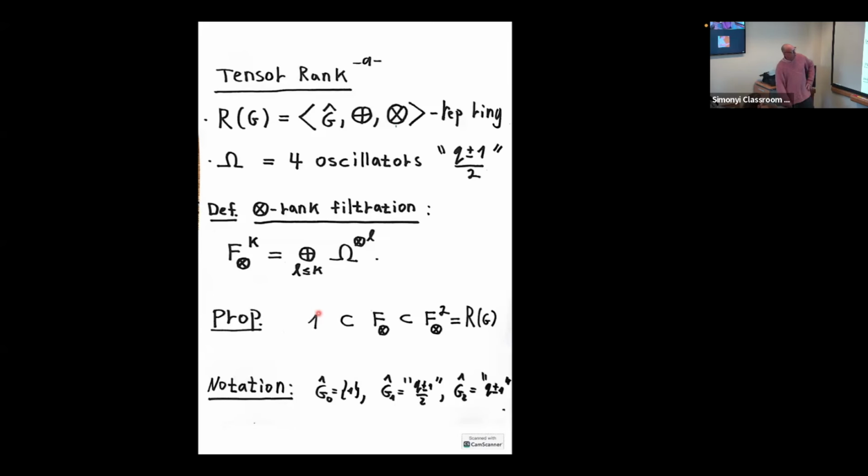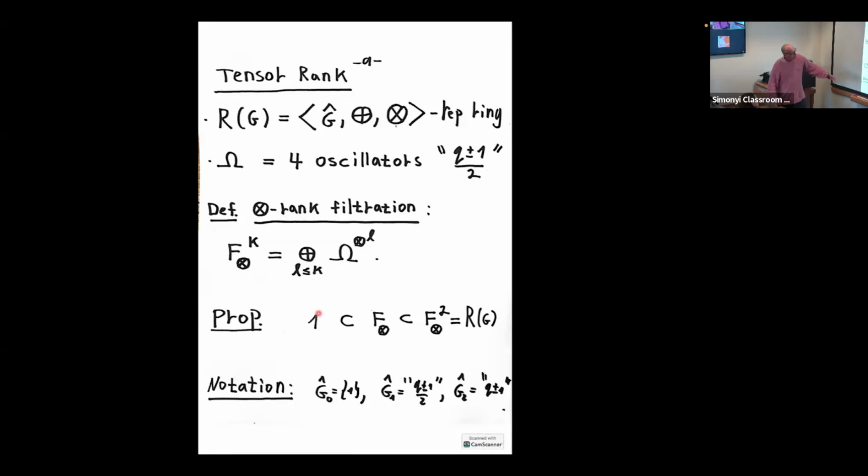This is the trivial representation, G0 hat. G1 hat is all those guys, and G2 hat is the rest of the guys. So this is for now just a choice to give this grading. Judge me if it gives some interesting result, this way of thinking.